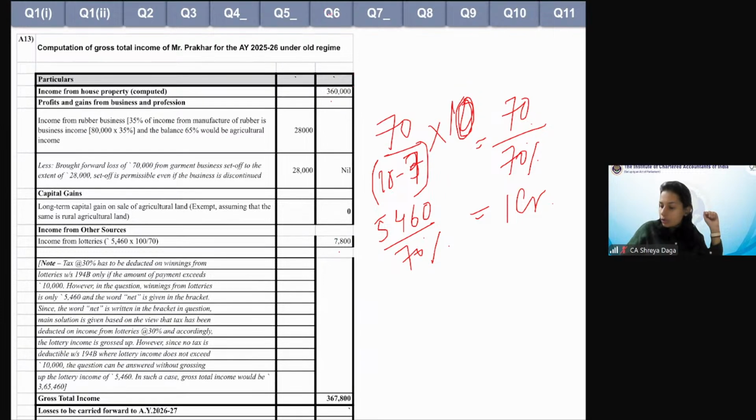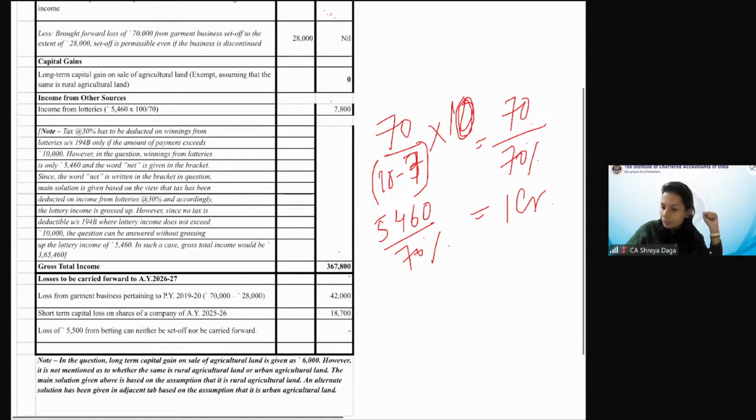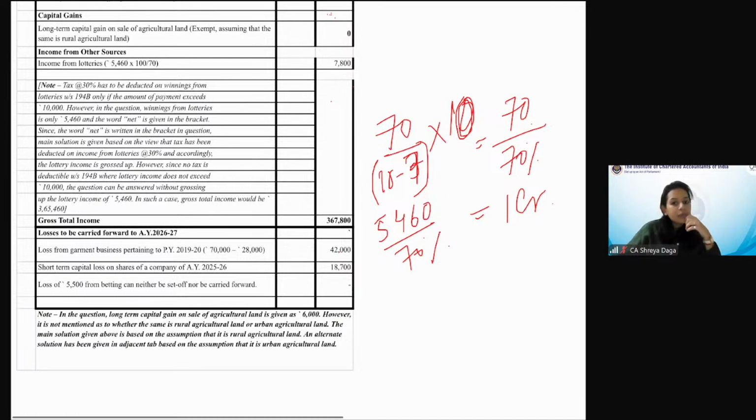Understood. Okay. And the losses to be carried forward statement, you will also make. So you have the short-term capital loss carried forward, you will mention the garment business loss, whatever you could not absorb, and the loss from betting, which you cannot do anything about, you will mention. It can neither be set off nor be carried forward. Okay. Come to the next question, question number 14.